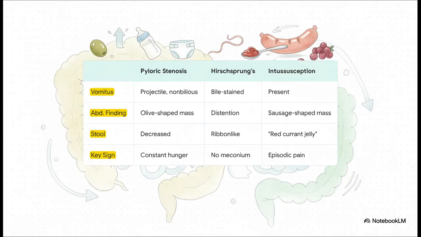Okay, this slide right here, screenshot it, print it out, put it on your wall. This is your cheat sheet for telling these three lower GI obstructions apart. It puts their key features right next to each other. Pyloric stenosis: that olive mass, and non-bilious vomit. Hirschsprung's: ribbon-like stool, and no meconium in a newborn. Intussusception: red currant jelly stool, and that sausage-shaped mass. If you can master this chart, you are going to be in great shape for your exams.